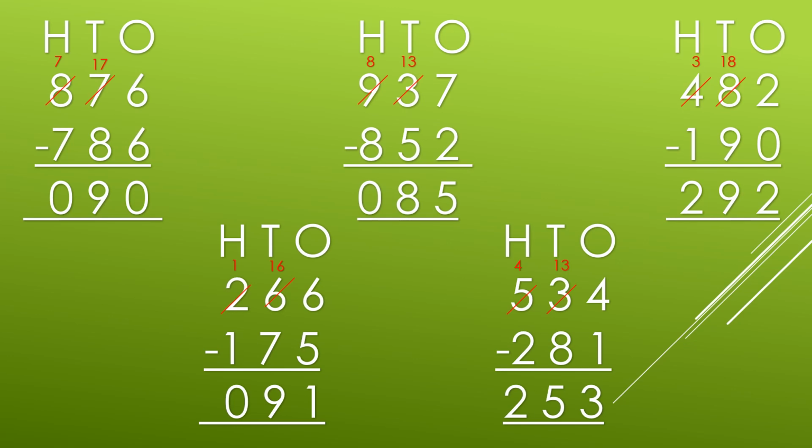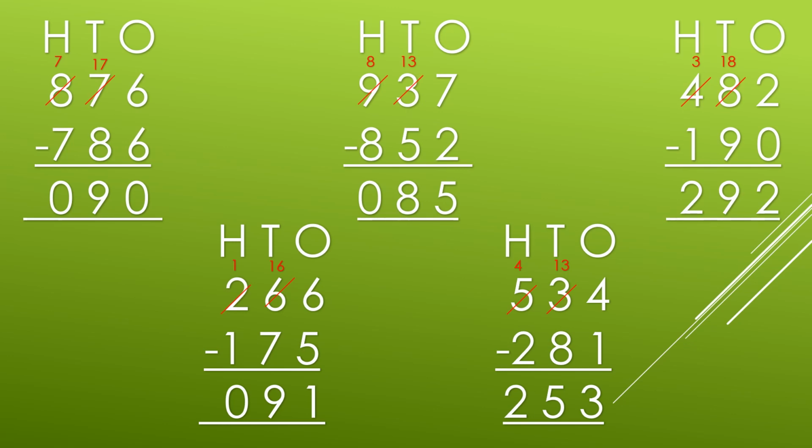Next, 937 minus 852. 7 minus 2 is equal to 5. Now, we cannot subtract 5 from 3, so we will borrow. So 9 becomes 8 and 3 becomes 13. 13 minus 5 is equal to 8. And 8 minus 8 is equal to 0.